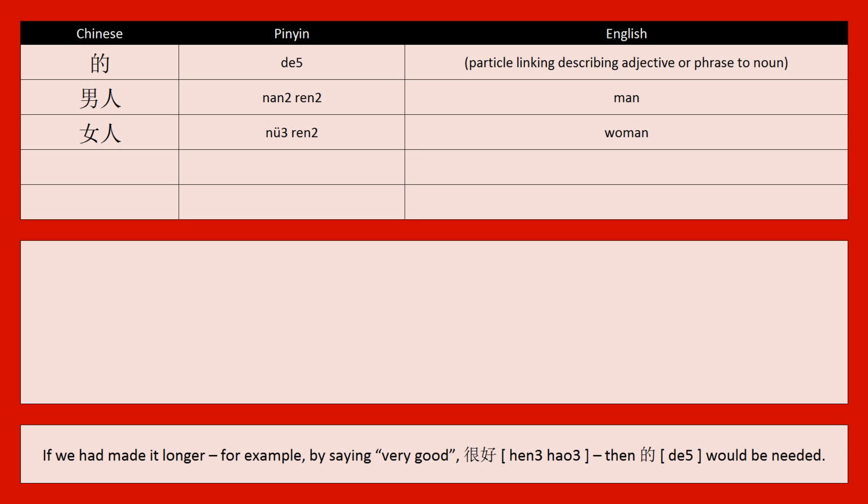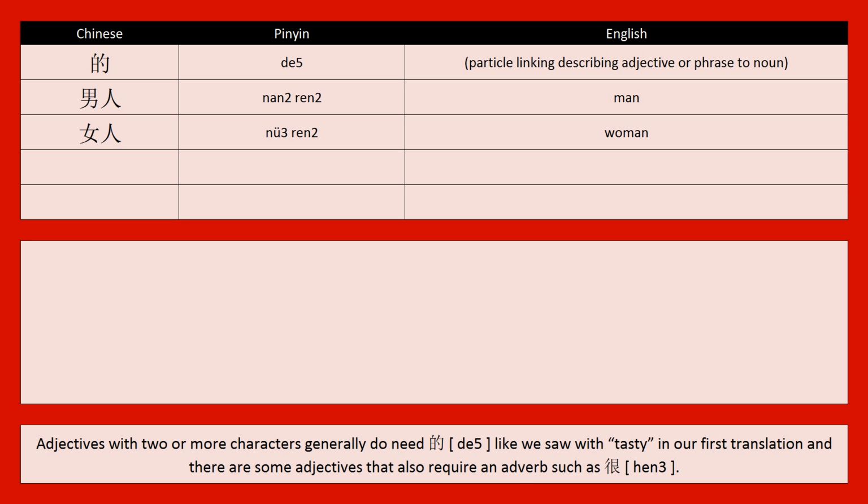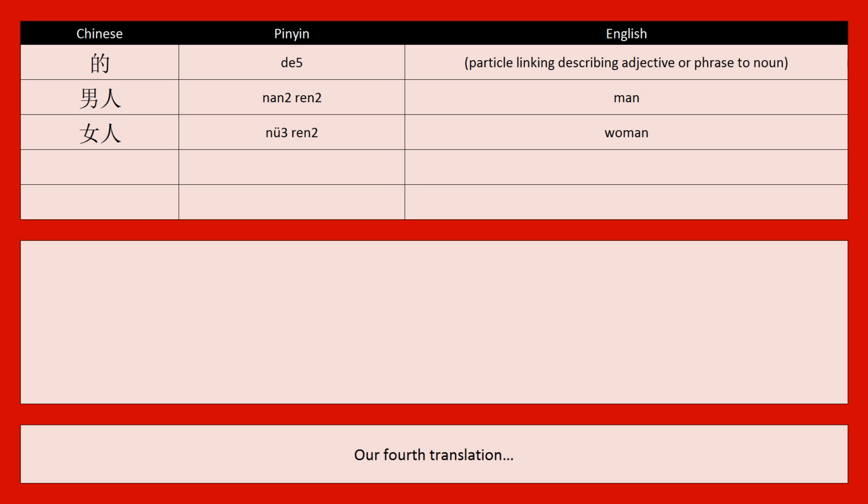If we had made it longer, for example, by saying very good, 很好, then 的 would be needed. Adjectives with two or more characters generally do need 的, like we saw with tasty in our first translation. And there are some adjectives that also require an adverb, such as 很. Our fourth translation. He likes beautiful women.